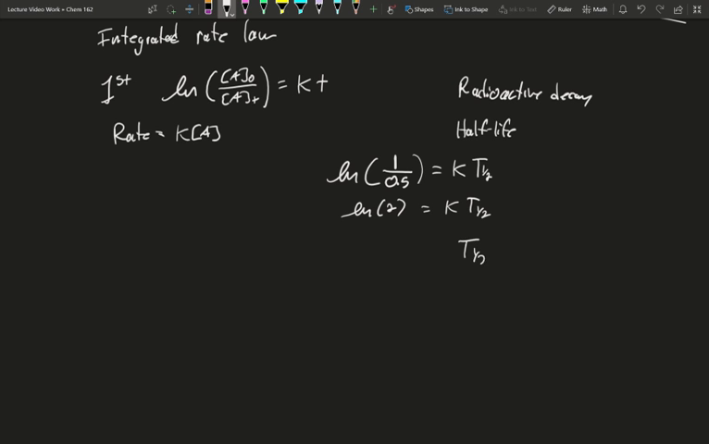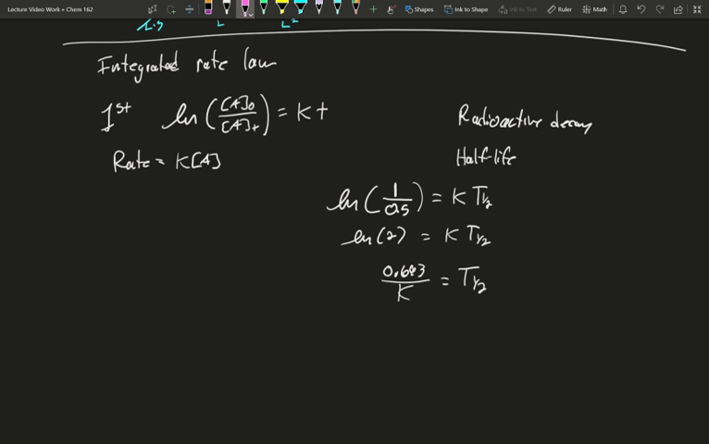So the time for half of a material to radioactively decay is equal to 0.693, the natural log of 2, divided by the rate constant. This is often a more handy value than the rate constant itself. If someone wanted to know how long it took for radioactive material to decay away, knowing that half of it is gone in a certain amount of time is much easier than being told a constant and having to calculate out how much time. And so often we report things as t1/2.